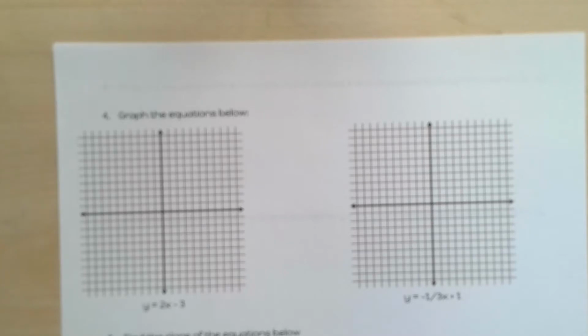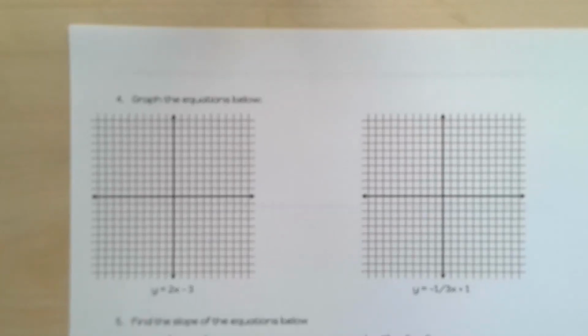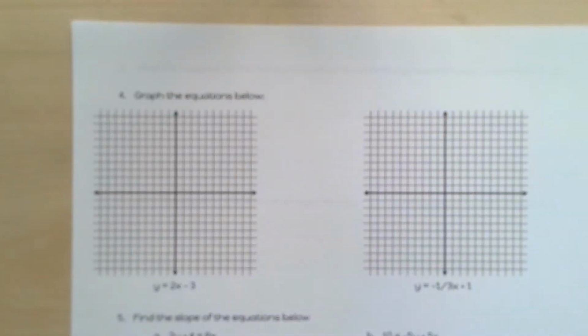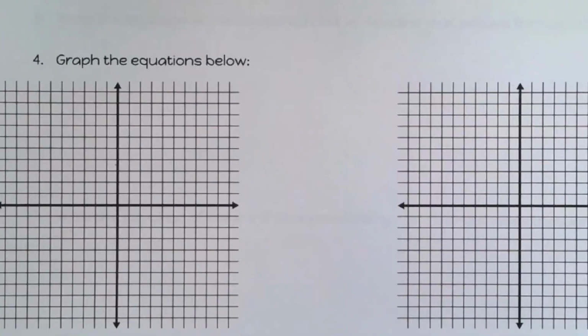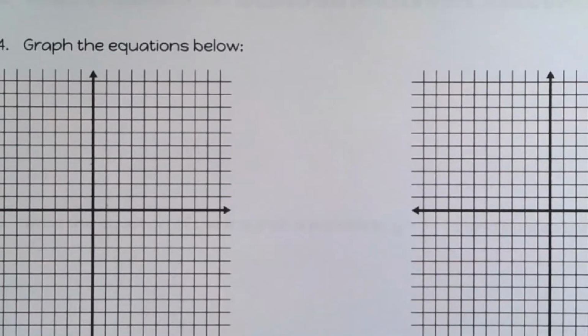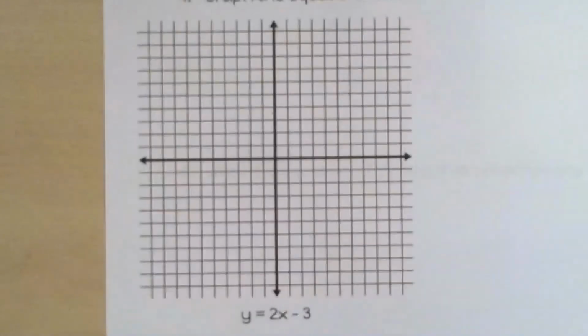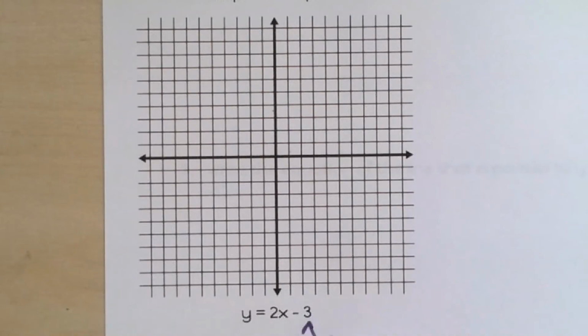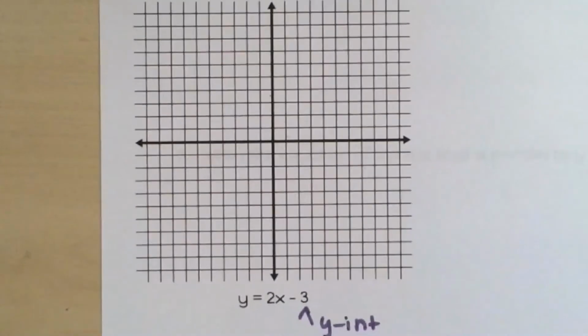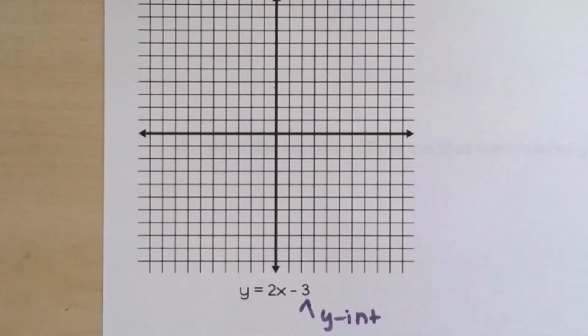Okay, so, hold on, let me take a second to refocus. The first thing you're going to want to do is plot your y-intercept. So let me actually zoom in on just one graph. There we go. So, right here, if we're looking at it, this is our y-intercept, right? That -3. That's our y-intercept. And that 2 is our slope.